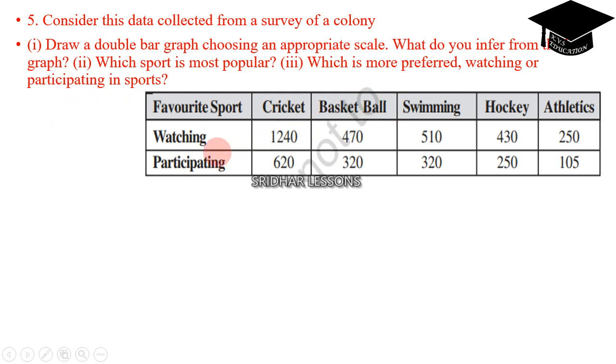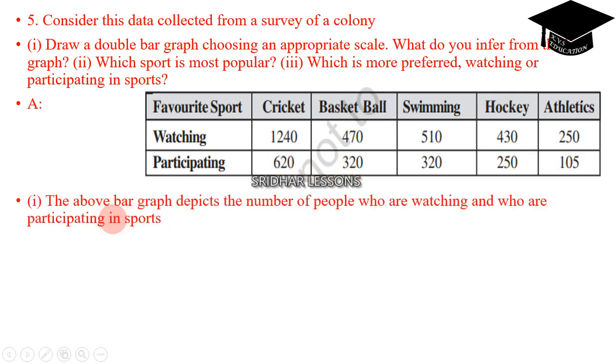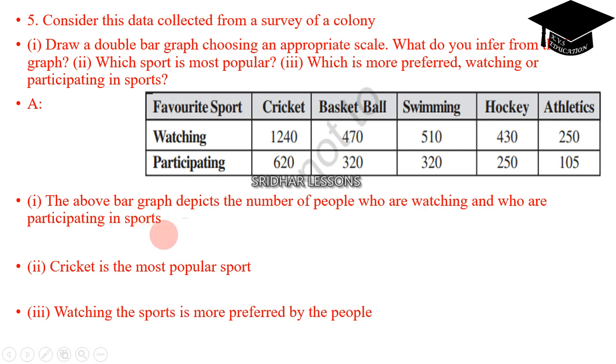See this table. Favorite sport: cricket, basketball, swimming, hockey and athletics. How many are watching? This is the number. And how many are participating? These are the numbers. Okay. Now we have to draw a double bar graph. So if you can see, the bar graph depicts the number of people who are watching and who are participating in sports. I will show you the bar graph, don't worry.